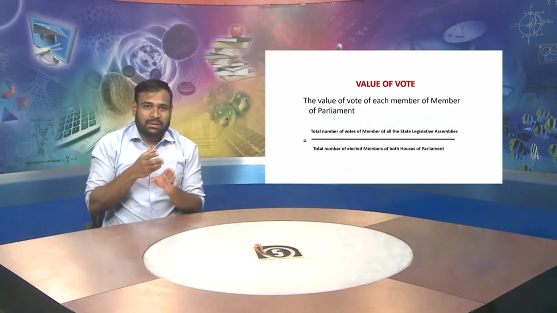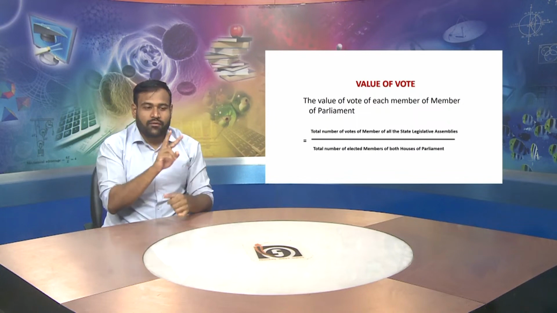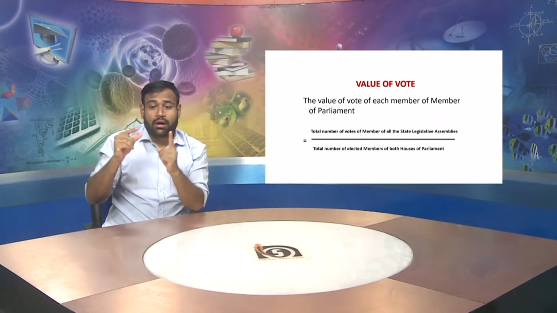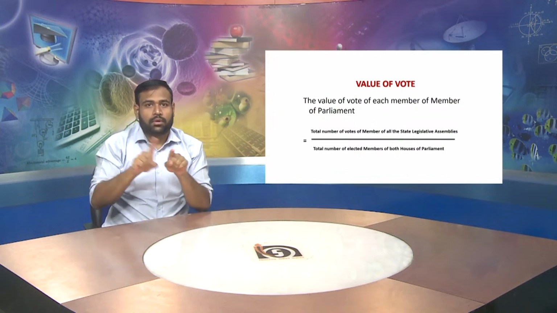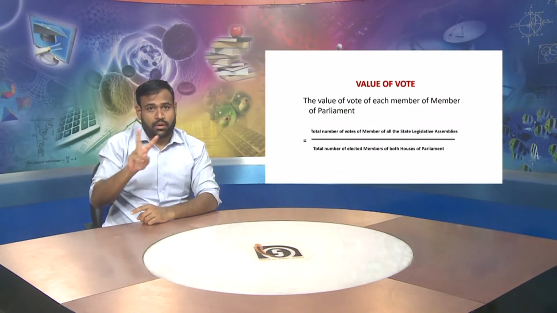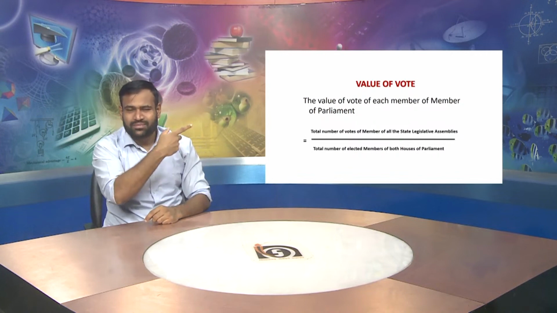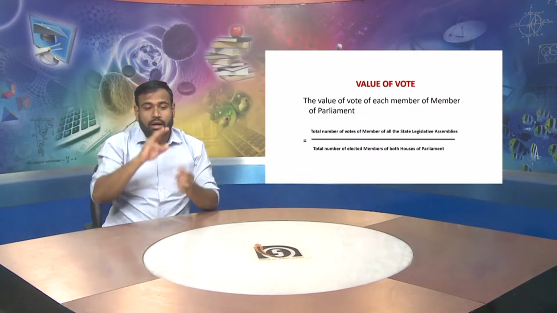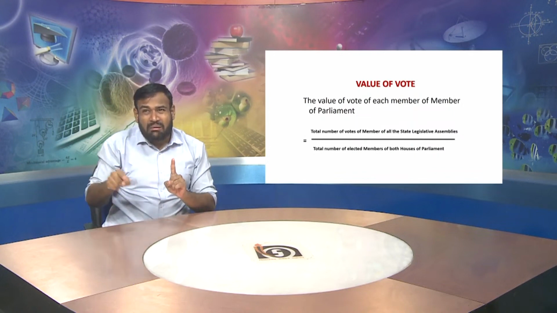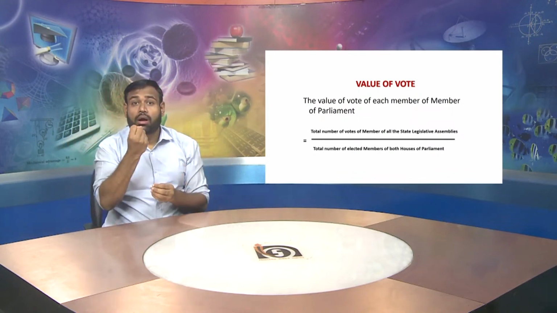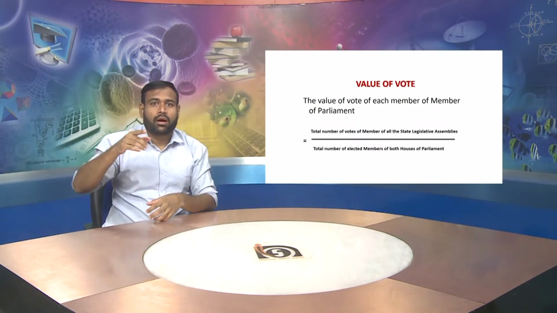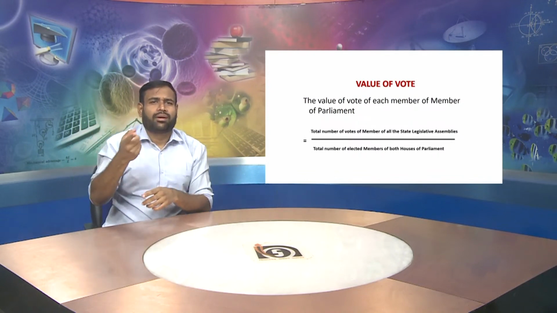Let us continue after the break. Before the break, we were talking about the value of vote. So, in the member of parliament, the value of vote for each member is according to this formula, which you can see on screen. So, for all the states, this formula is used for counting the value of vote.